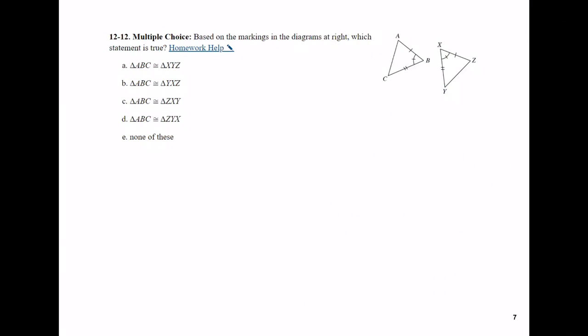12-12 multiple choice. Based on the markings in the diagram at the right, which statement is true? So triangle ABC is congruent to triangle XYZ is not true because those are not going the same way. ABC is congruent to YX. So we first crossed over our 2 tick mark, so that one's not true. ABC is congruent to ZXY would absolutely be true. ZYX would not work. And we are finished.